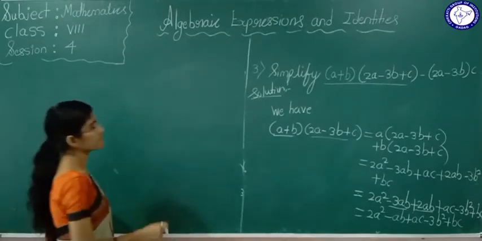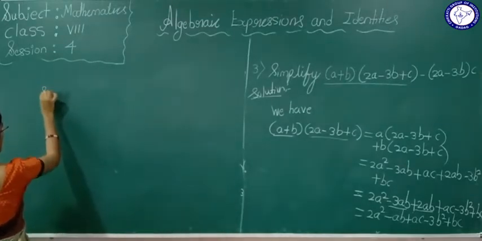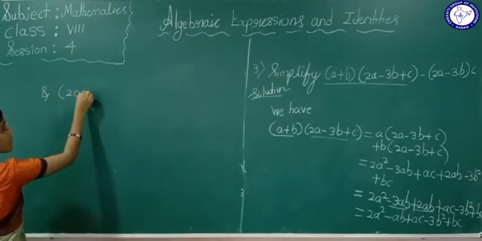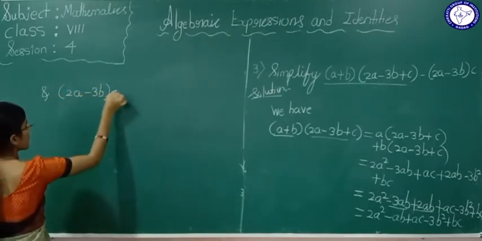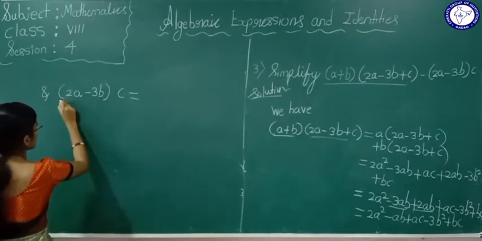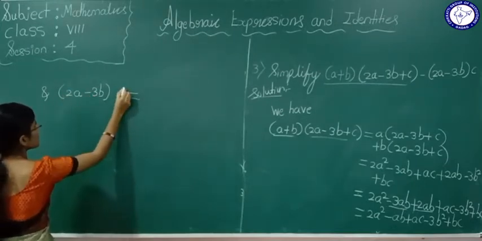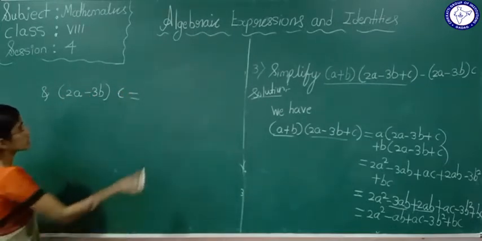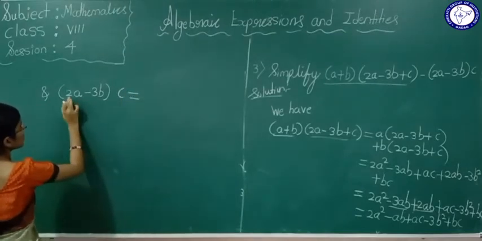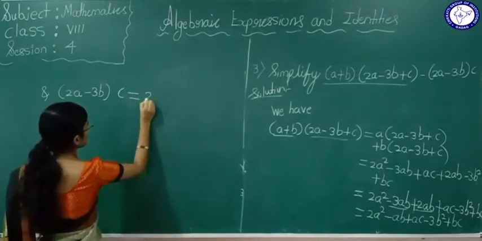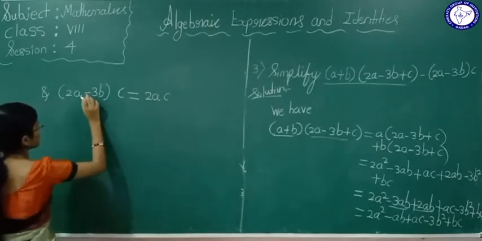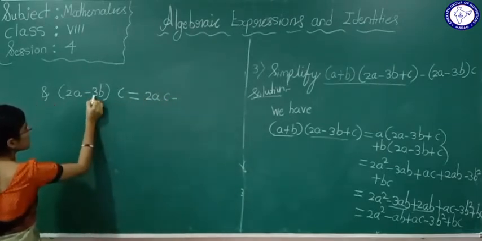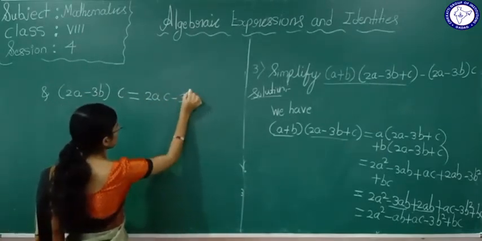Now see here, 2a minus 3b multiplied by c. We know how to multiply this, right? 2a minus 3b into c. So what we will do, see here, 2a multiplied by c will be 2ac. A minus is there, minus 3b into c is minus 3bc.